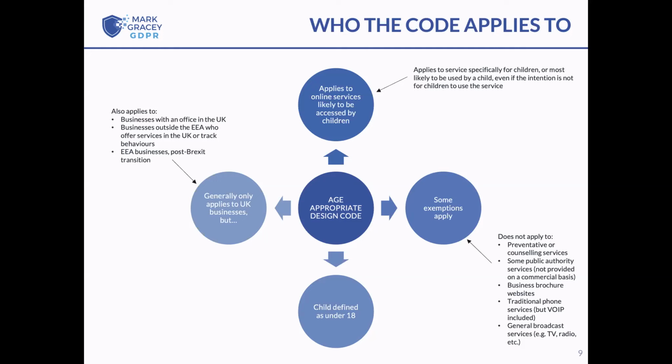As I think I've mentioned already, for the purposes of the code, a child is defined as under 18. For the purposes of GDPR, where children's data has to be managed differently, which is typically whether they can or can't give you consent, it's defined as age 13. But for the purposes of the code, it's any service that is likely to be used by anybody under the age of 18. It applies to all businesses operating within the UK.